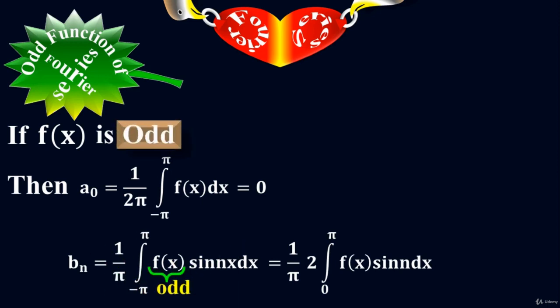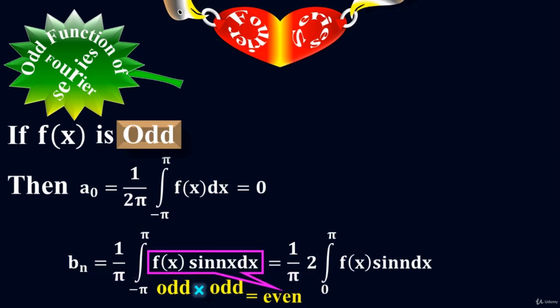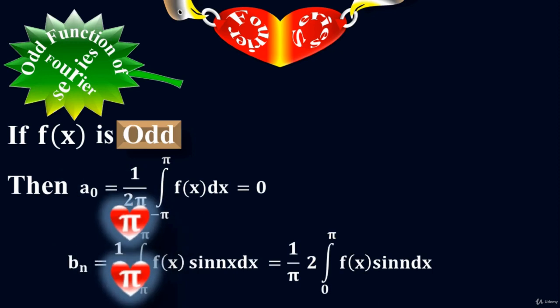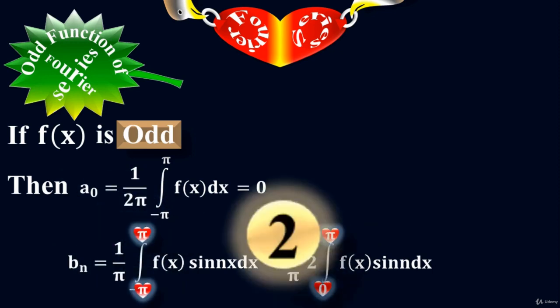Because the given function is an odd function and sin nx is also an odd function. So odd function times odd function equals even function. So this whole thing is even. Therefore I have the value for b sub n. I just replaced these limits by 0 and pi and multiplied it by 2.